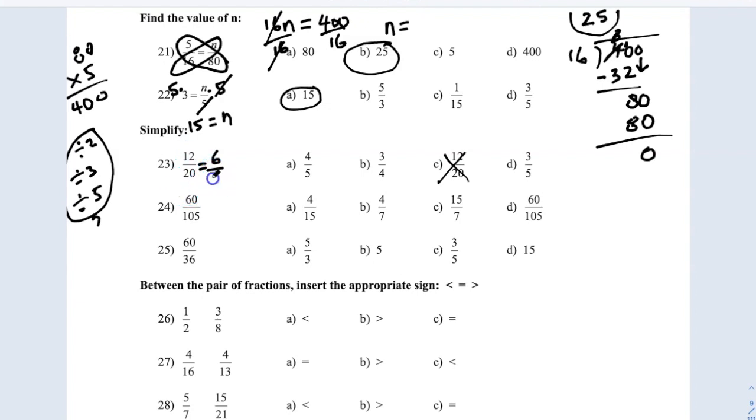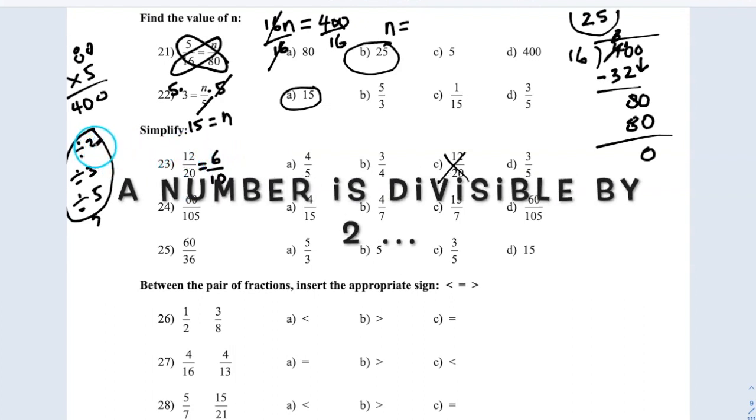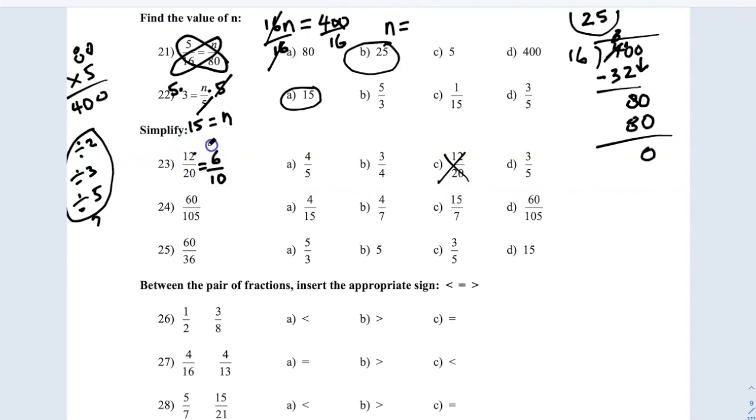20 divided by 2 is 10. Can I keep going? Let me try it out. Can I divide by 2 on the top and the bottom? 6 divided by 2. How do we know if I can divide by 2? Since the beginning, a number is divisible by 2 if the number ends as an even number or 0.